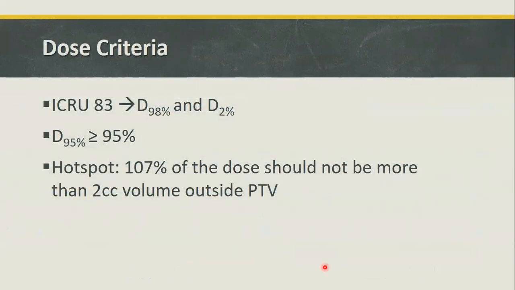The dose criteria suggested by ICRU 83 are D90 and D2%, but our oncologist here also wants D95 to cover 95% of the volume, and the hotspot, 107% of the dose, should not be more than 2 cc volume outside the PTV.